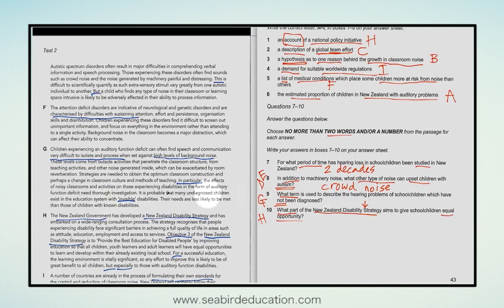Hearing problems of children. So the hearing problems of children are invisible disabilities. Okay, what part of the New Zealand disability strategy aims to give children equal opportunities? What part of this strategy? Objective 3 of the strategy.